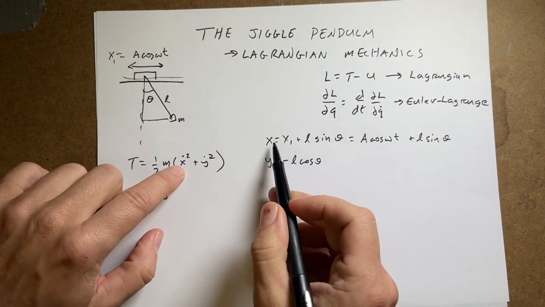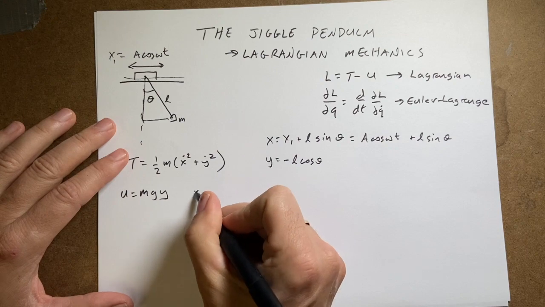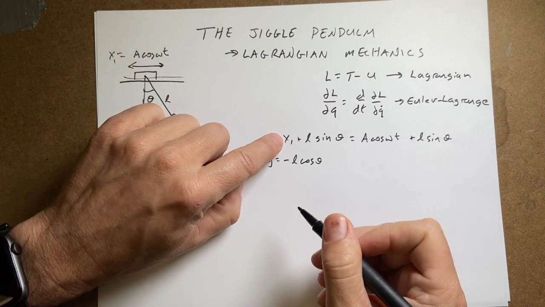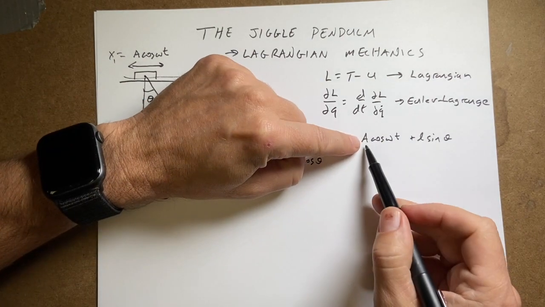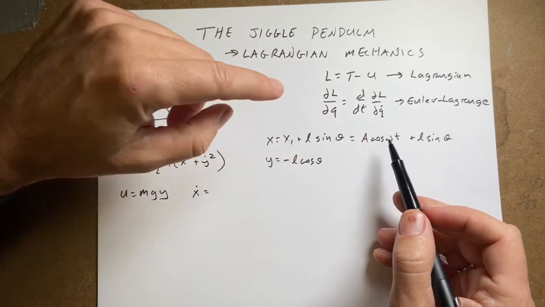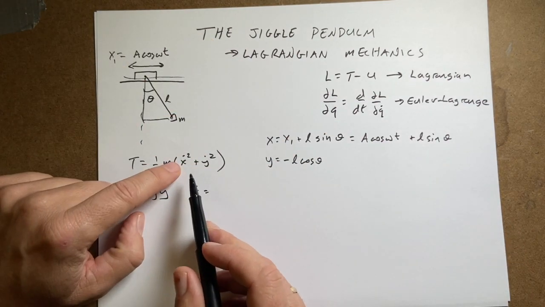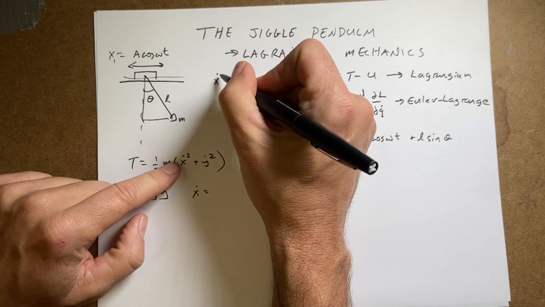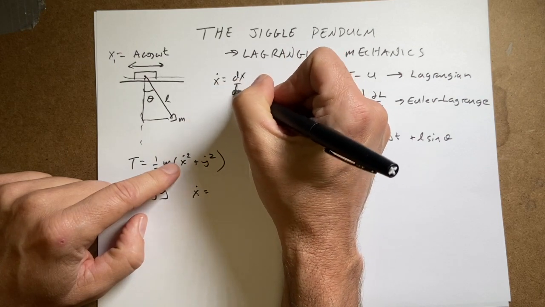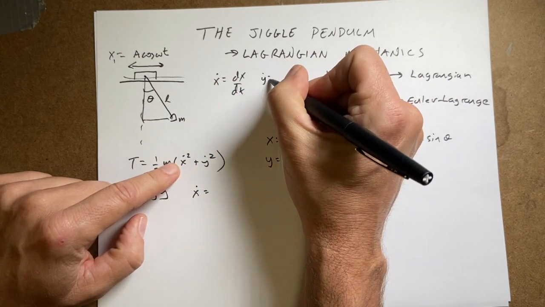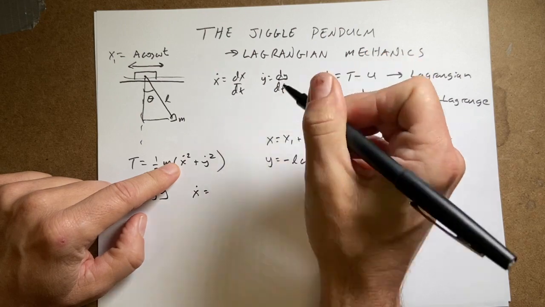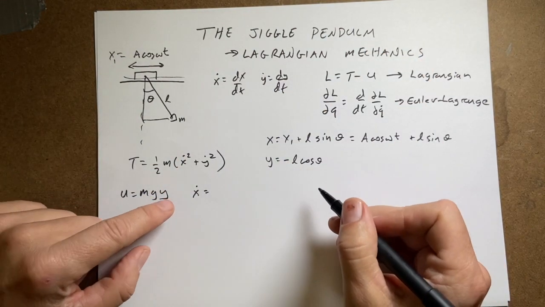But now I need to take the derivatives of this. So let's start with that. X dot is going to be equal to, okay, I'm going to start over here. What's the derivative of A cosine omega t? Just so you know, x dot is dx dt. Y dot is dy dt. If you haven't seen that notation before, it just makes things a little bit easier.